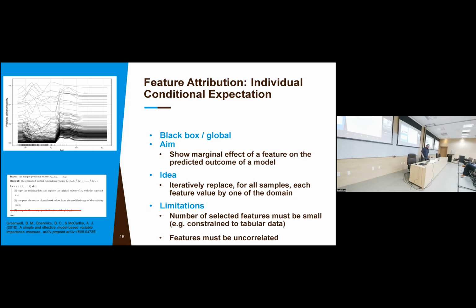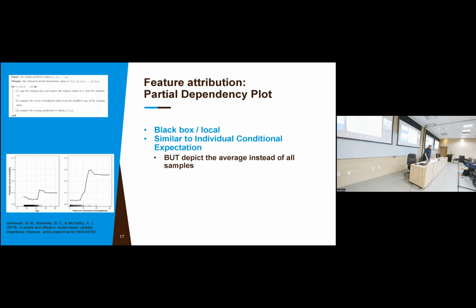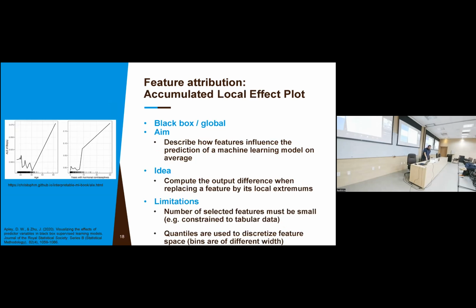But it does not scale when you have lots of features. It does not work well when features are correlated. The partial dependence plot is exactly the same thing, except that instead of showing all the samples, they have been aggregated, and we show the mean. And so this way, we see the tendencies. After a certain age, the probability increases. The accumulated local effect plot is a similar method. Instead of showing the final prediction, it will show a kind of difference between what is expected and what is obtained. It has the same kind of limitation.